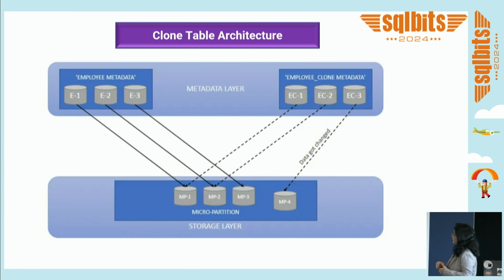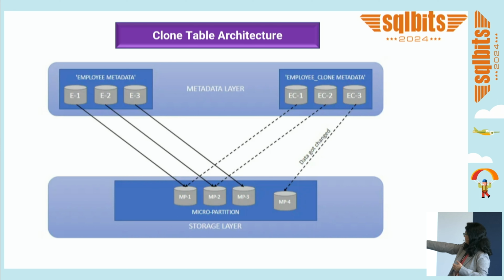In this case, think about that employee metadata table, E1, E2, E3, with 3 micro-partitions, MP1, MP2, MP3. I cloned the table, which is a logical pointer to the original table. You never need another 5 terabytes to store that additional clone table. Your clone table is also logically pointing to the same micro-partitions. But now you make some changes in that cloned table. That would create logically a different micro-partition, and the changes would be in a separate micro-partition.